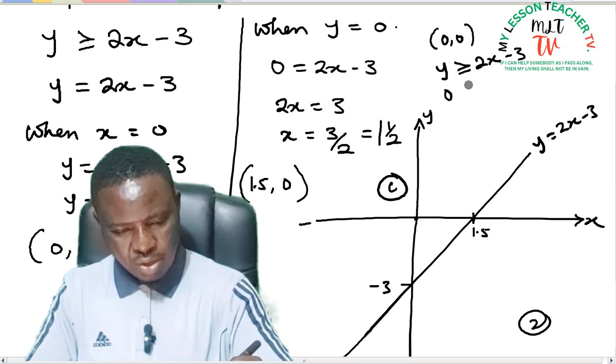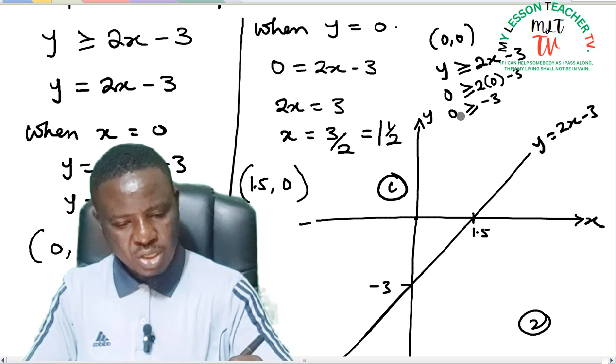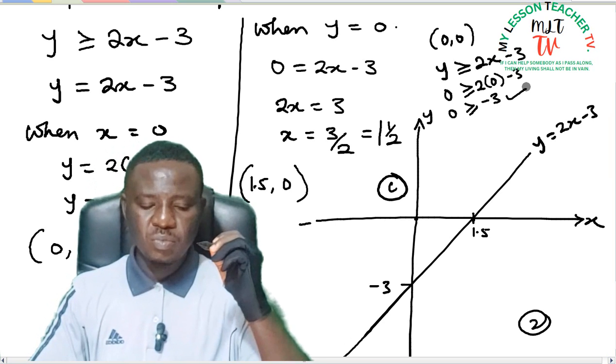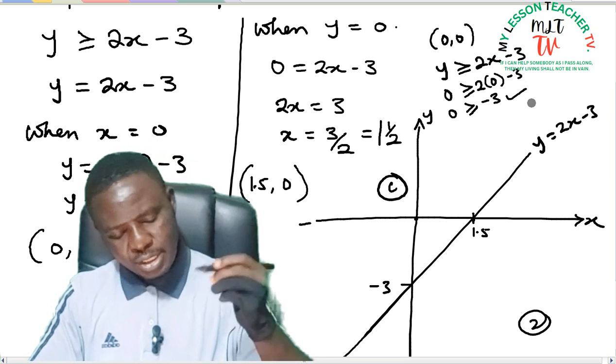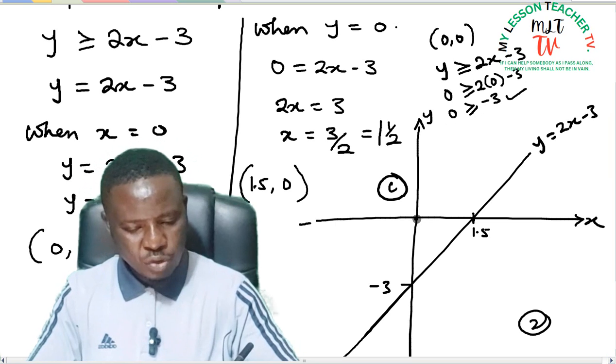Let's see. Is 0 greater than or equal to, I'm now substituting, 2 times 0 minus 3? Is 0 greater than or equal to 0 minus 3, which is minus 3? Is 0 greater than or equal to minus 3? Yes. On your number line, 0 is greater than minus 3. So this is said to be the required region.